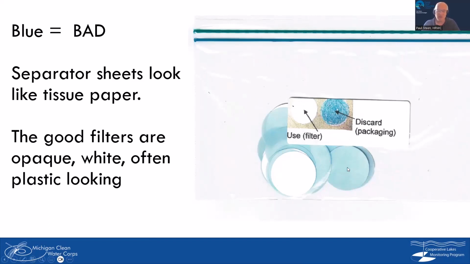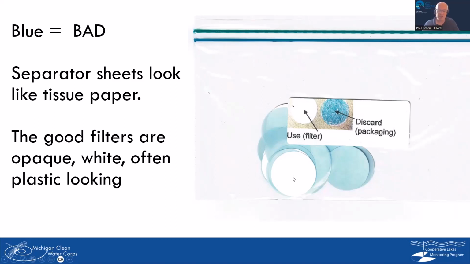But if you use them as a filter and actually try to run a sample through them and turn them in, it won't work, and we'll have to end up rejecting your sample. So remember, blue equals bad. Throw them away, don't use them. And the reason this throws people for a loop is because your natural instinct might be to think that the blue ones are the ones you're supposed to use because they're kind of translucent. They look like tissue paper. They look a little bit more like what a coffee filter would look like. So that's why people think they're the ones you should use.